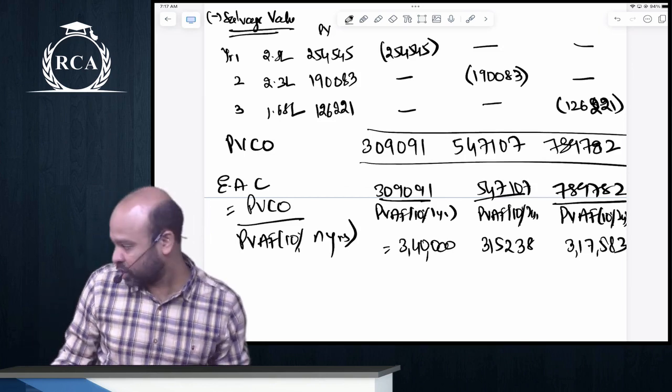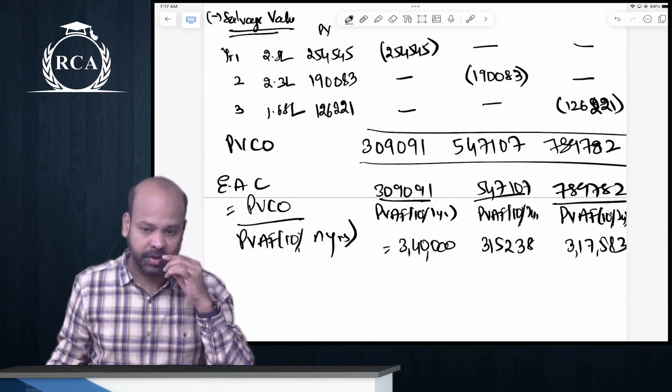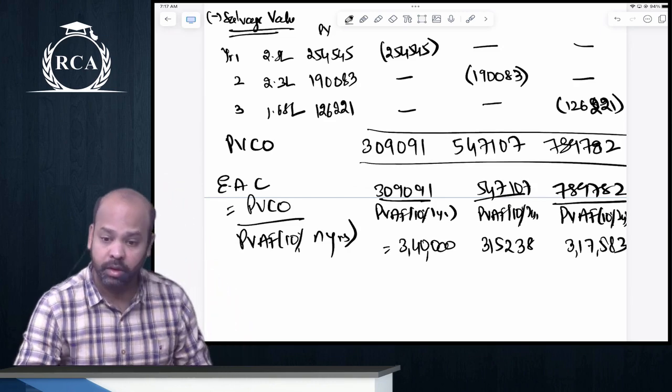Start solving question number 38, guys. It's a similar question. All the details are given there.